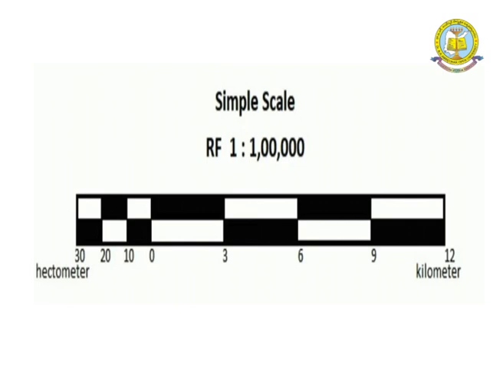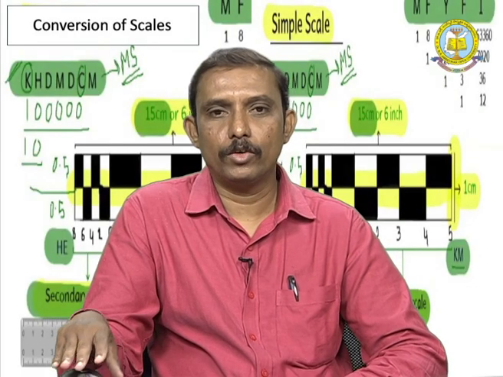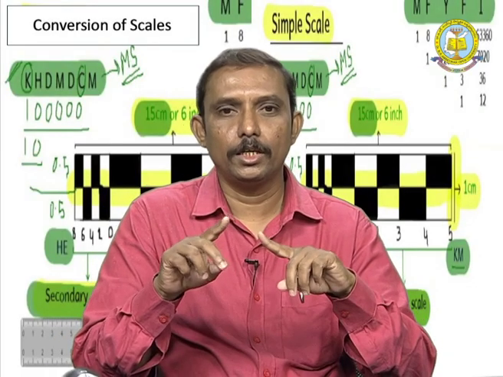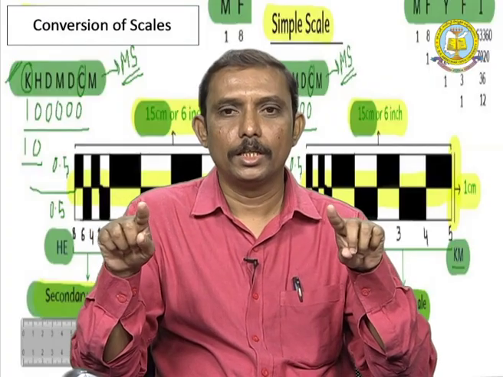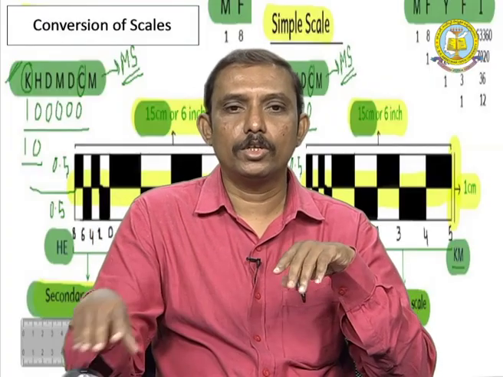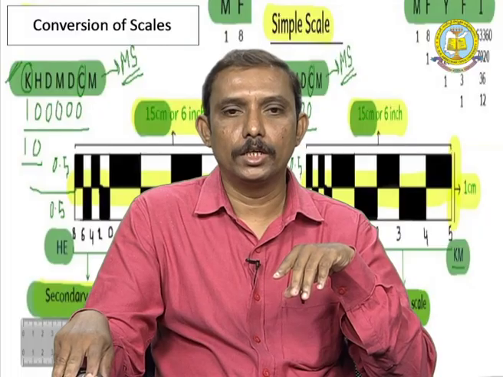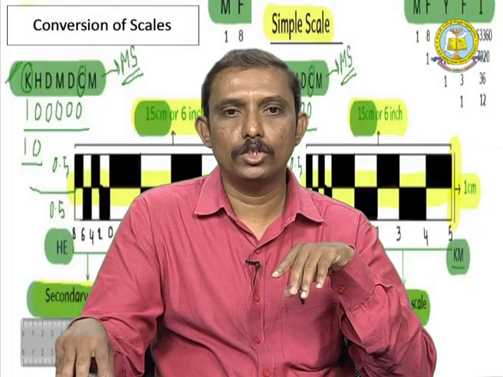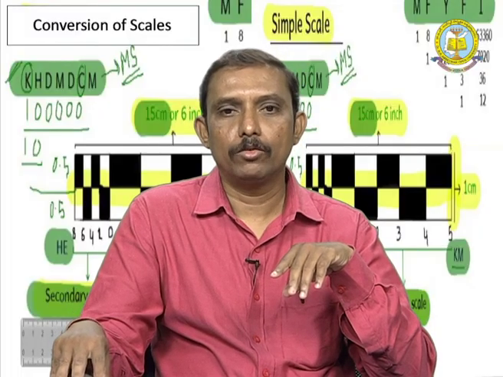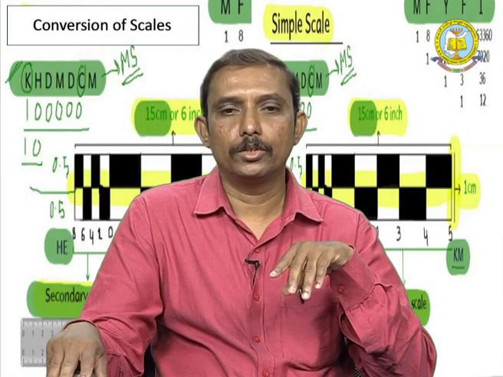For example, you want to measure 6 kilometers and 20 hectometers: 3, 6 kilometers from here and this is 20 hectometers. You have to measure like this. This is the method: first you have to calculate the scale, then draw the scale, and after that shade the alternate boxes. Then you will get this.